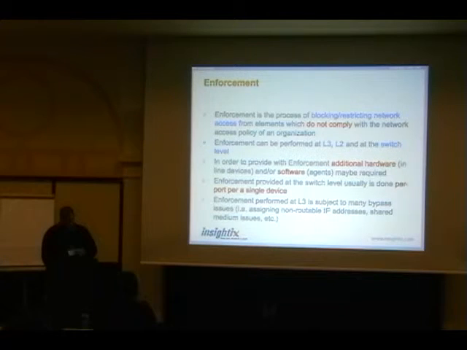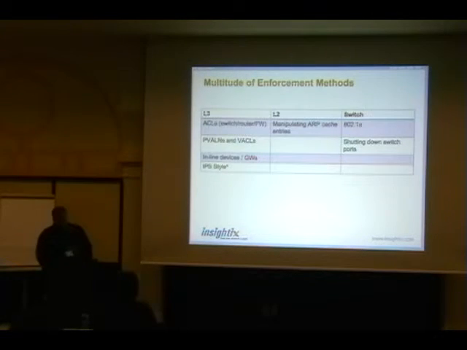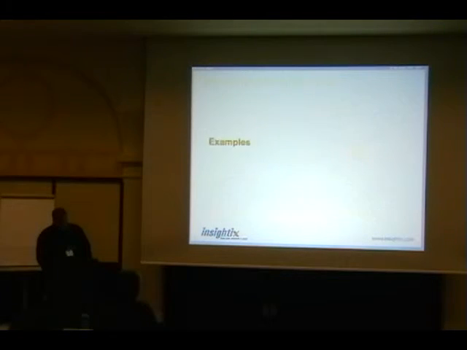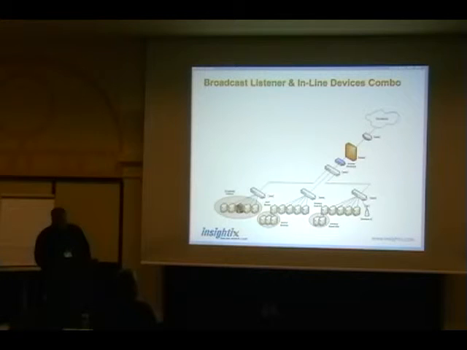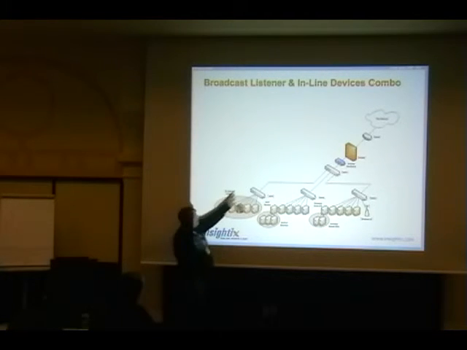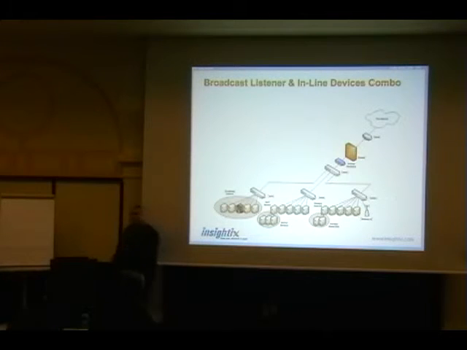On the enforcement side, I'm just going to go through this fast. There are various ways to do enforcement: layer 3, layer 2, at the switch level. Usually at the switch level, it's only per port, per device. You can see the various ways to do this here. The one example I wanted to speak about was the broadcast listener and inline device combo. There's actually a solution that uses that. Basically you have a broadcast listener on the local network and an inline device that works as an IPS on layer 3.